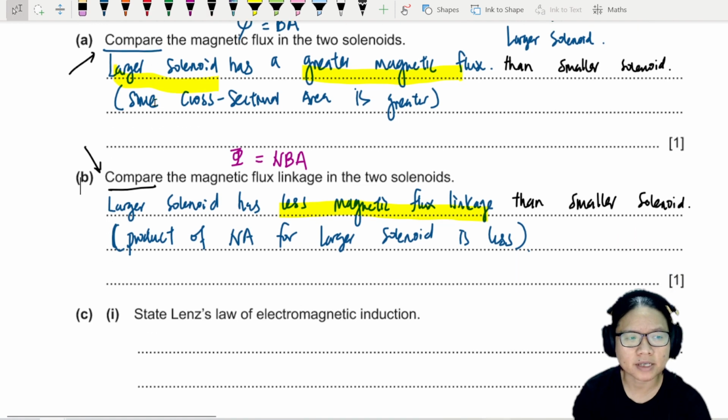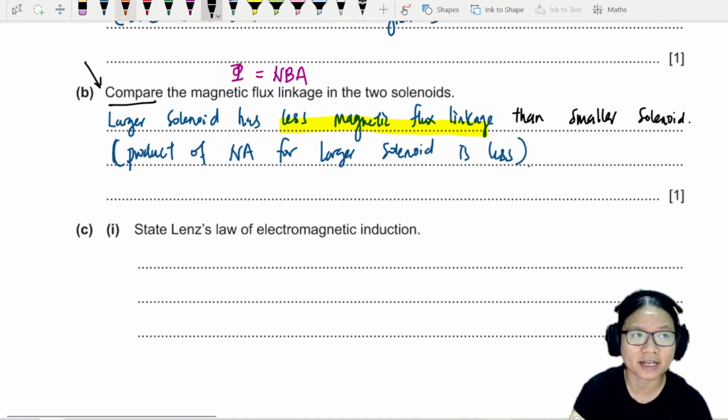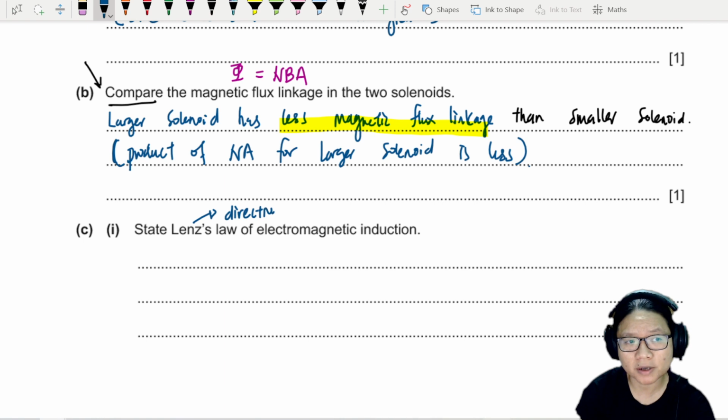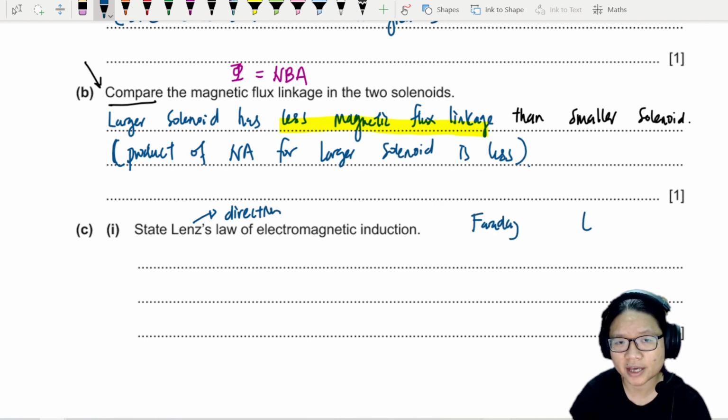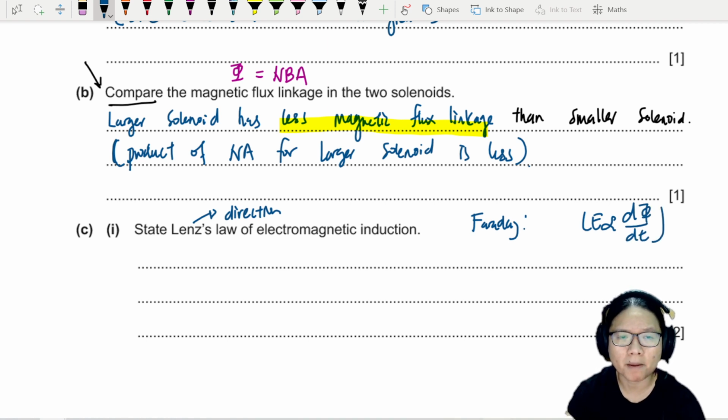All right, that's A and B. C part 1, state Lenz's law of electromagnetic induction. So this is the opposition one, and it talks about the direction. Lenz's law talks about direction. Faraday, where E is proportional to the rate of change of magnetic flux. This one is Faraday, and it's about magnitude. So this one is about direction.